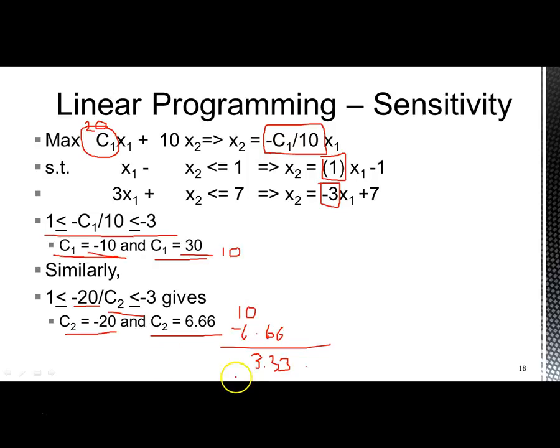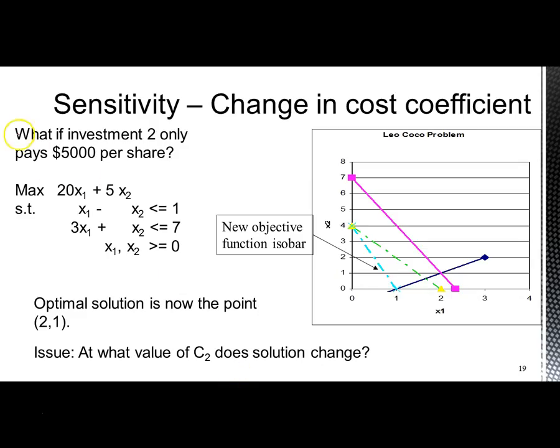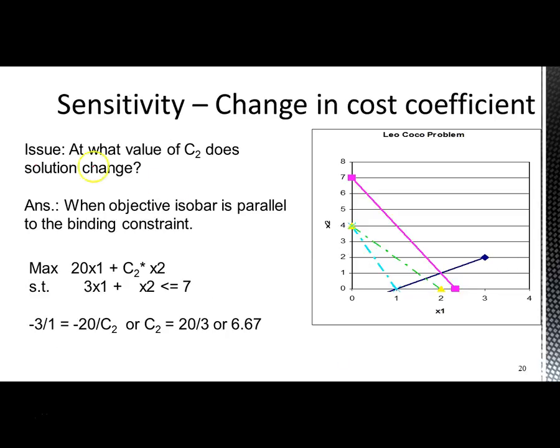All right, so now suppose what if investment 2 only pays 5,000 per share. So instead of 10, we change it to 5. Now the optimum solution is now at the point 2 and 1. The issue is at what value of C2 does the solution change. So basically we need to find out the highest range of C2 that will change the solution.